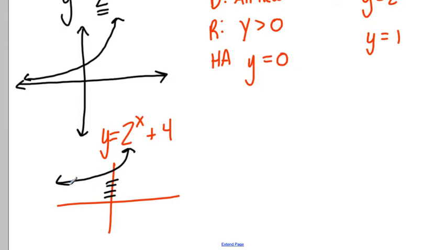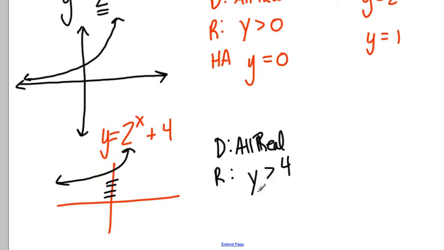That's pretty abstract. Are you with me? How can my asymptote be negative? So it's like if you subtract 4. So what's my domain? All real. Because the y's determine the range. The 4 is in the range. So what's my range? Y is greater than 4. What's my horizontal asymptote? Y equals 4.